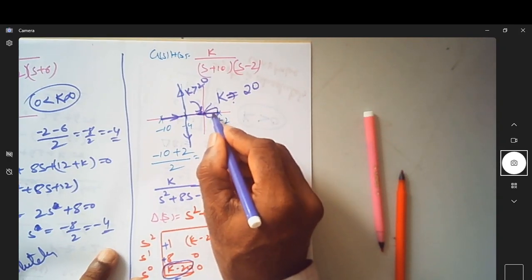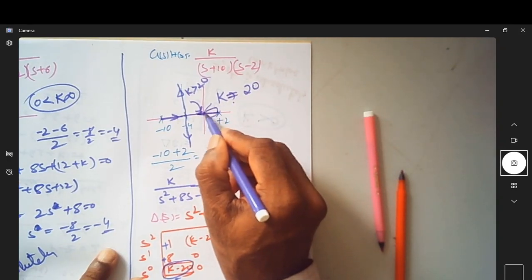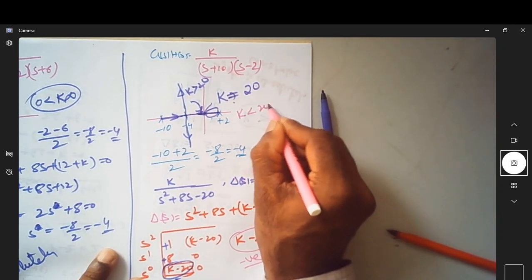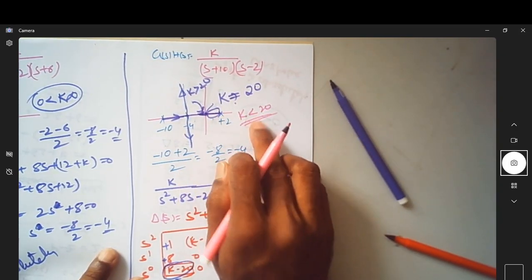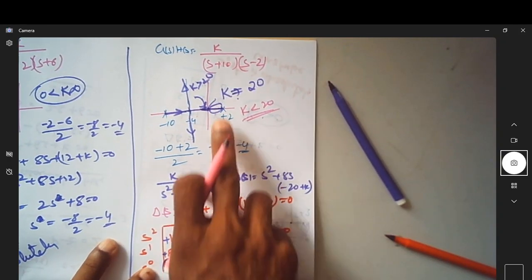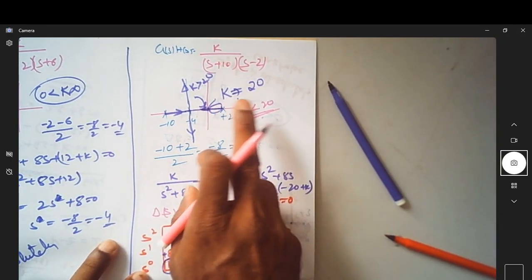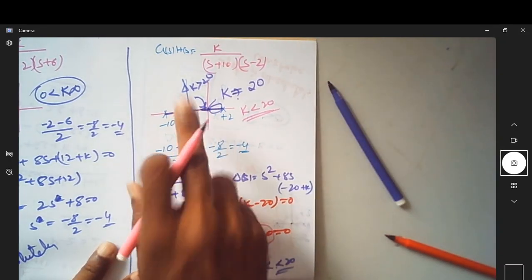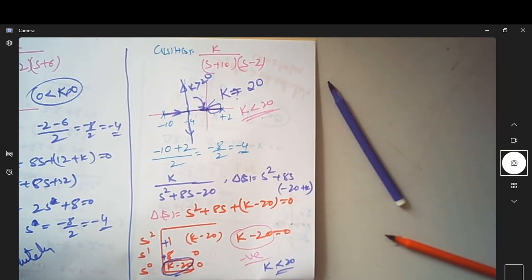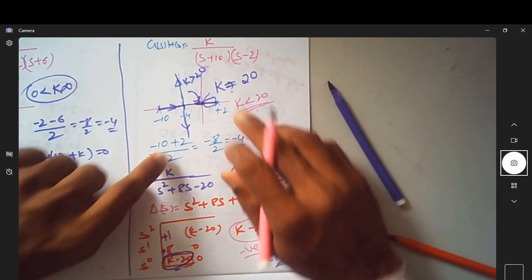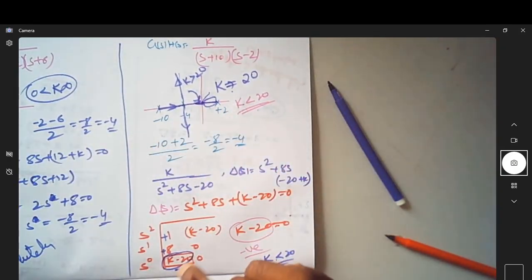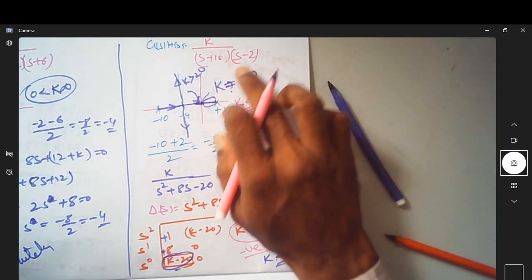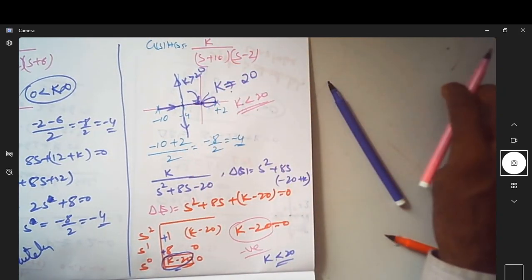Now for the pole to remain in this position, the k value has to be less than 20. If the value of k is less than 20, you have one sign change. That means one pole lies on the right hand side of the S-plane. If k is more than 20, there is no sign change. All the poles are on the left hand side of the S-plane. So now we have predicted this and we are getting it. You can see the prediction will never go wrong if you are properly predicting the things.